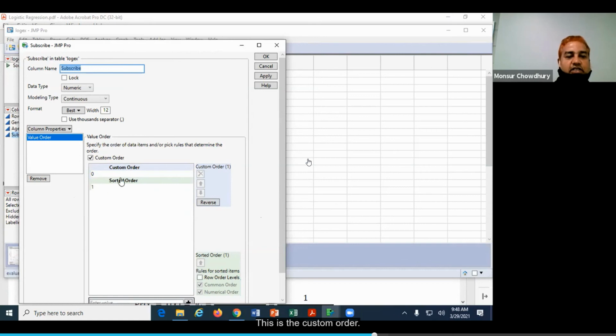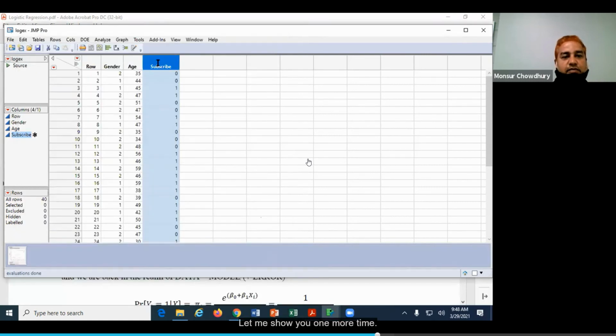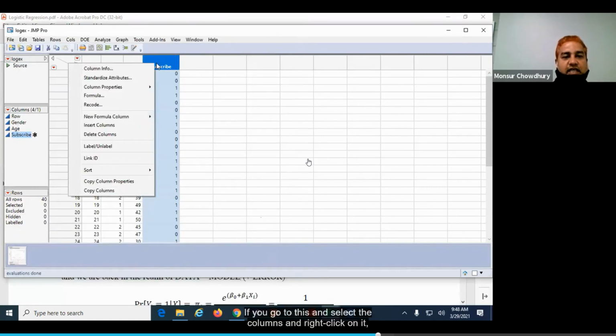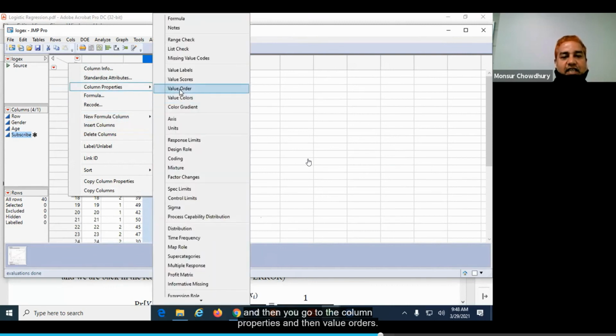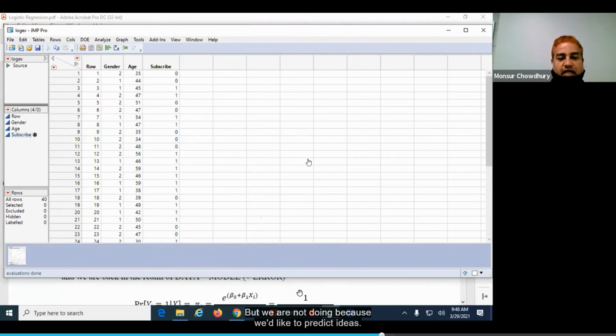This is the custom order. They always put the lower one as the reference category, and the higher one as the one that we would like to use. But if you want to change this, you can change it. Let me show you one more time. Select the column and right click on it, then go to column properties and then value order. But we are not doing that because we would like to predict like this.